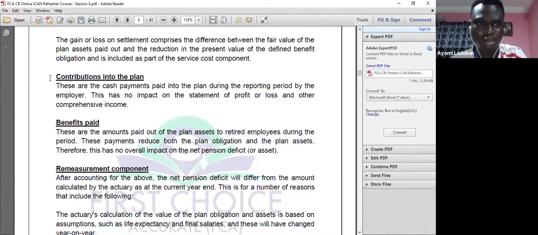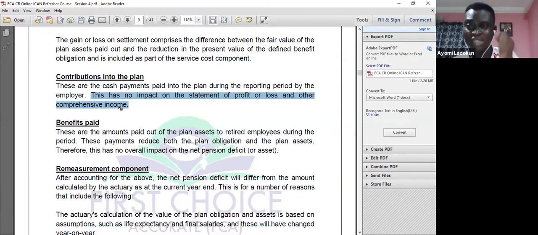Now look at it. Contributions into the plan. That's why I spent a lot of time to explain this. These are the cash payments paid into the plan during the reporting period by the employer. This has no impact on the statement of profit or loss and the other comprehensive income. Now we said your net position will always be in deficit. So when you have a deficit and you are paying into the plan, that's a contribution into the plan, it's not going to be jacketed. Did you get the point?